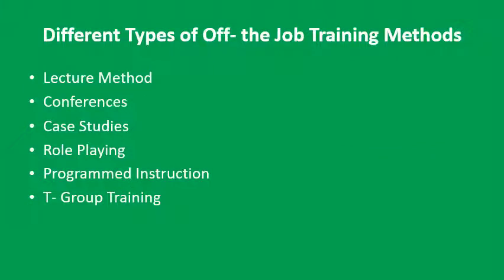Various off-the-job training methods include lecture method, conference, case study, role play, programmed instruction, and T-group training. And again, vestibule training is also sometimes considered an off-the-job training. Let us examine all these methods in detail. In all these cases, employees are separated from the workplace and they undergo the training.